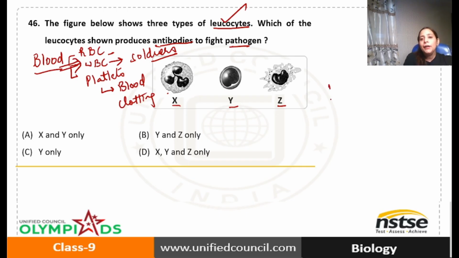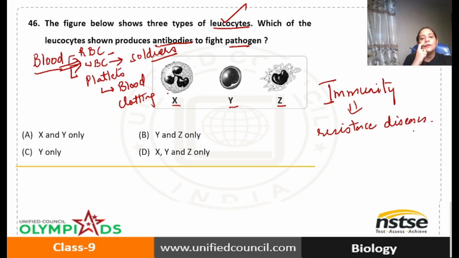And I told you that WBCs provide immunity to the body. Immunity means resistance against disease. There are different types of leukocytes performing different functions. So how basically do leukocytes protect us from infection causing agents?